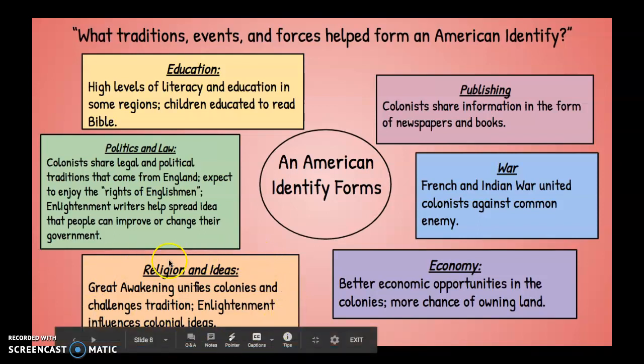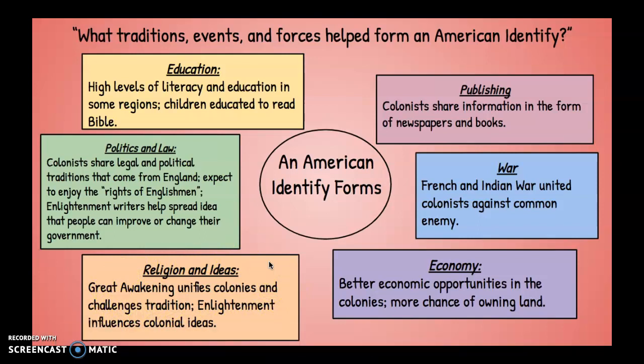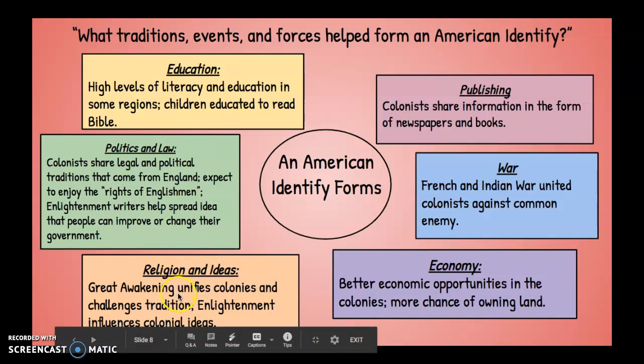Next, it says in the kind of the light orange, it says religion and ideas. Great Awakening unifies colonies and challenges tradition. So this Great Awakening is this period of time where people are really realizing like we can have our own ideas and we can be whatever we want to be. So I love this word unifies. Brings those colonial settlers together and it shows them we don't have to be in that traditional way of life anymore. Like we can create the way we want to live.